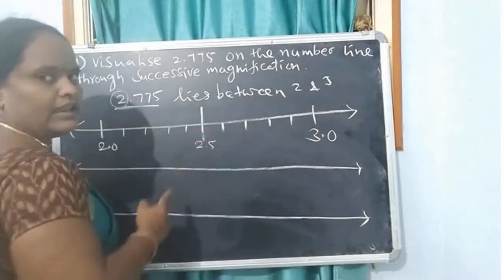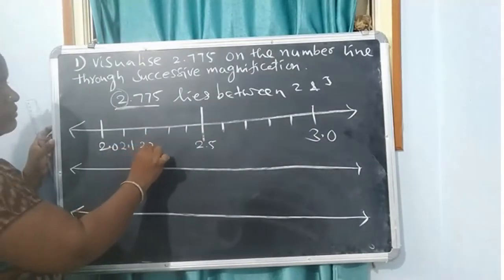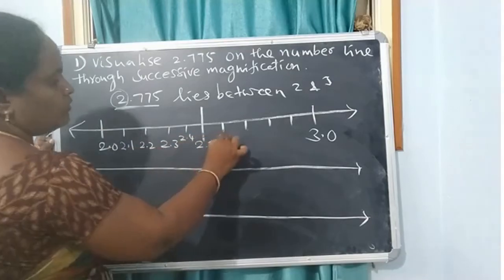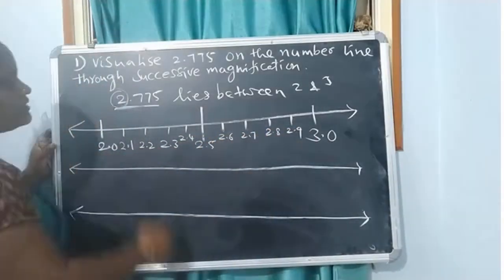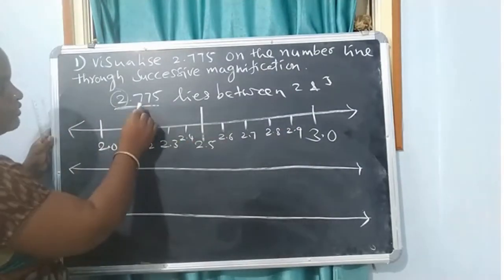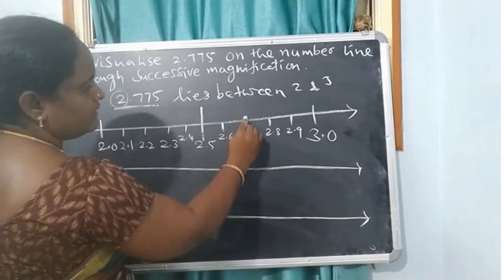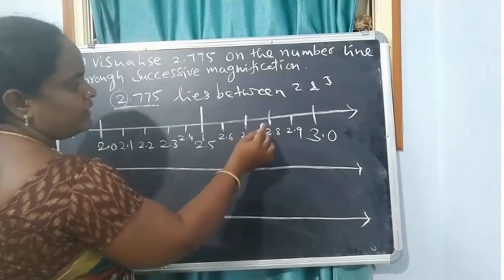On the first number line, I am going to take the decimal up to 1 decimal place. So 2.0, 2.1, 2.2, 2.3, 2.4, 2.5, 2.6, 2.7, 2.8, 2.9. So where does 2.775 lie on this number line? If you observe carefully, 2.7 is here, 2.8 is here. So 2.775 will be somewhere in the middle. So it will be here.